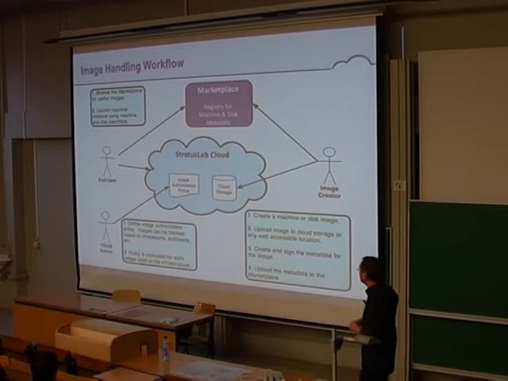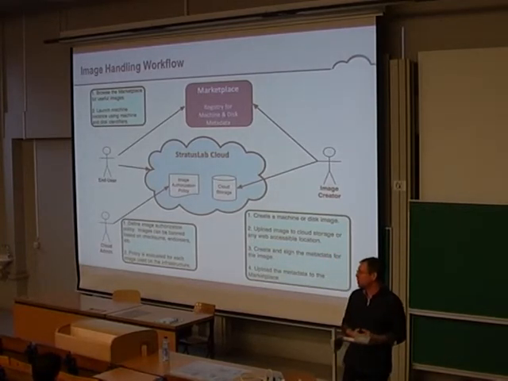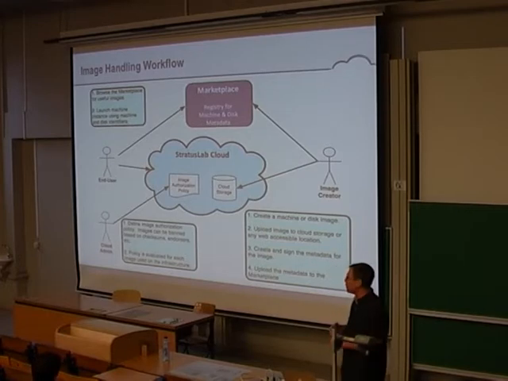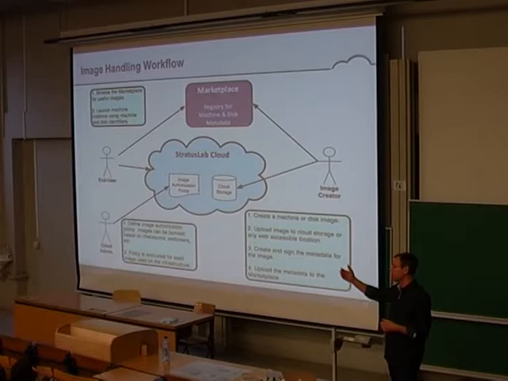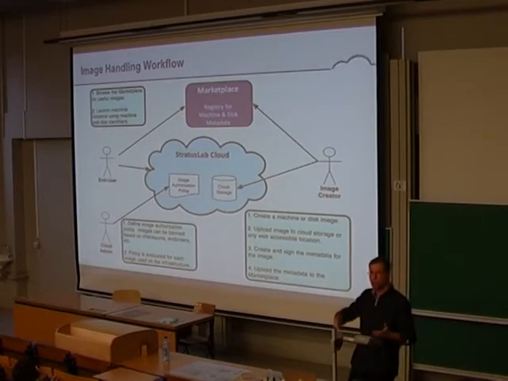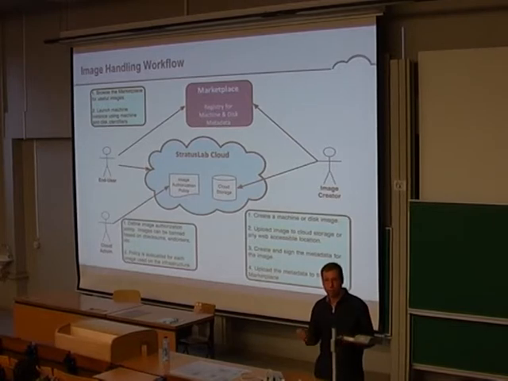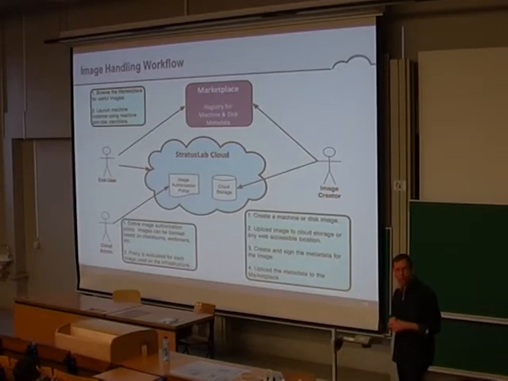So the image creator, what they have to do is basically create their image. They upload it somewhere where it's publicly accessible. And then they create a metadata registry of what that is and upload it into the marketplace. From there, it's visible to users. Users can actually search the marketplace, find out something that's interesting to them. They just have to know the identifier of that image. And then when they want to run it, they say stratus-run-instance with the identifier of the image.